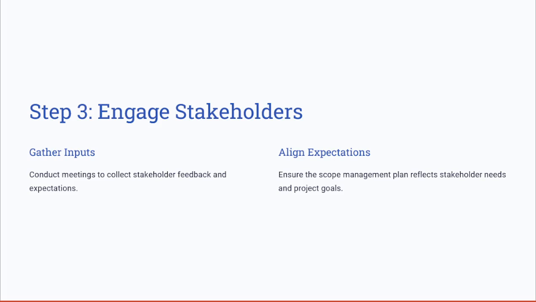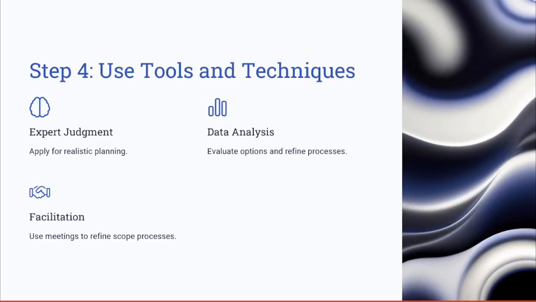After you have engaged with stakeholders, you need to use tools and techniques to ensure that you are doing this practice in a more effective way. Using techniques like expert judgment, data analysis, and facilitation techniques or meetings ensures that the scope management plan is comprehensive and practical. These tools help in refining the processes and addressing any uncertainty.